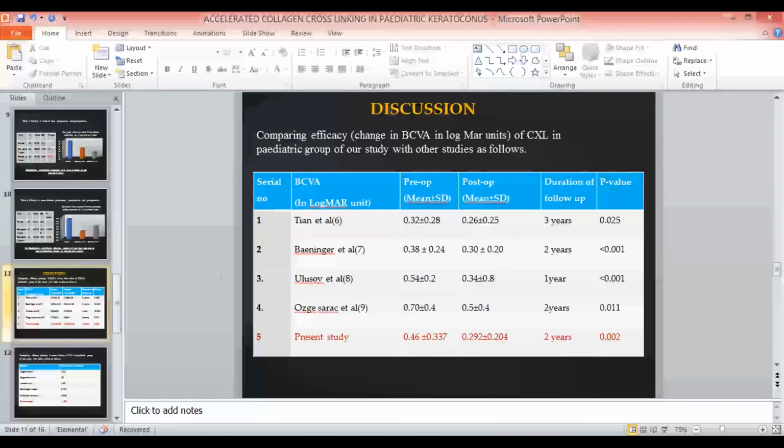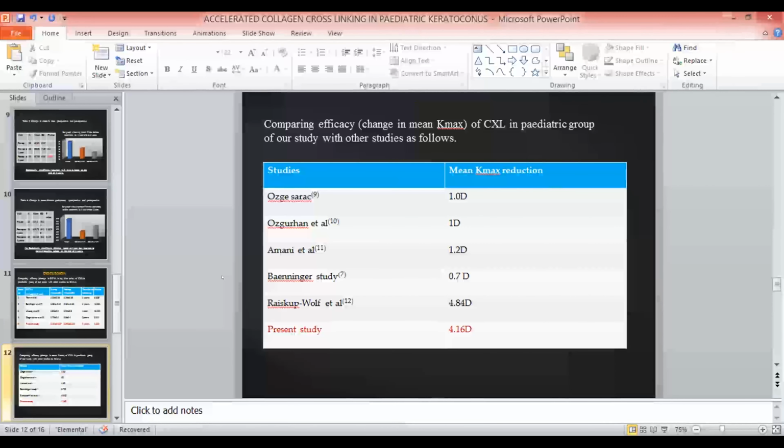Coming to discussion, when we compare the efficacy in terms of best corrected visual acuity in logMAR units of accelerated cross-linking in the pediatric age group, our present study showed consistent results with the previous studies done by Tian et al., Banninger et al., Ozge Sarak, and Uliso et al. When we compare the efficacy in terms of change in mean K max in the pediatric group, our study showed 4.16 reduction in K max, whereas the previous studies have shown reduction comparable from 1 diopter to 4 diopters.